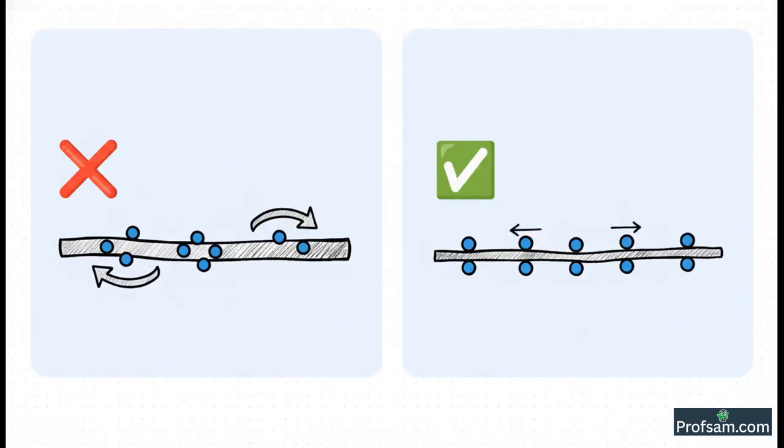The first wrong idea is that in AC, electrons flow backwards. No, bilkul nahi. Remember our water pipe analogy? The electrons just oscillate around a fixed position. There is no net movement from one end to the other. A simple way to remember this is: AC is oscillation, not reversal.